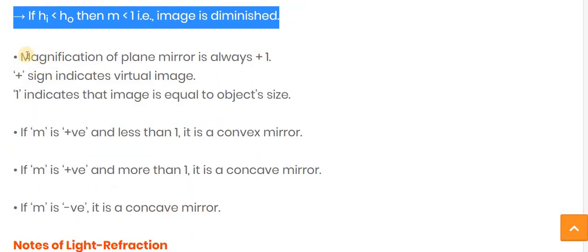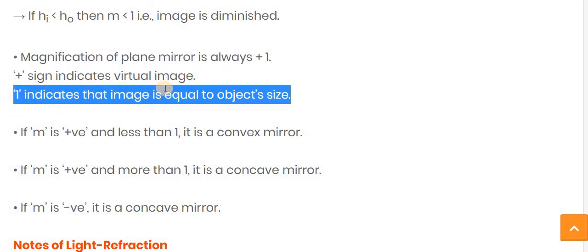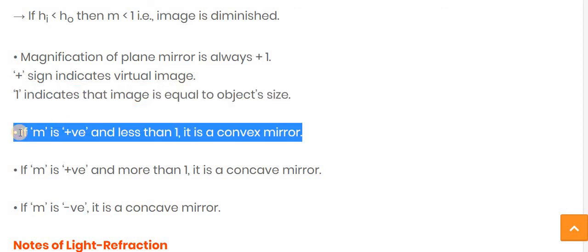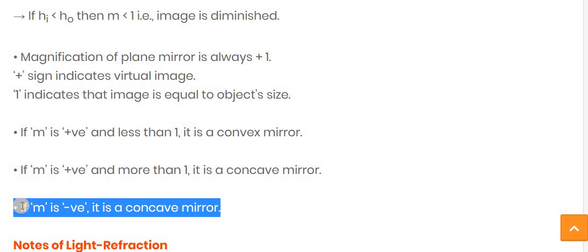Now the magnification of a plane mirror is +1. Why? Because the plus sign means the image is virtual, and the one indicates that the image size is equal to the object size. The third one: if m is positive and less than 1, then it is a convex mirror, and if m is positive and more than 1, then it is a concave mirror. And the third condition: if m is negative, it is a concave mirror.